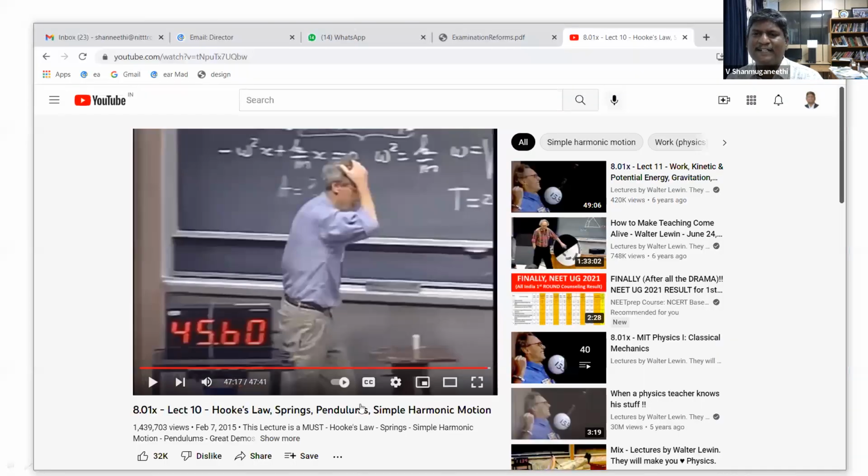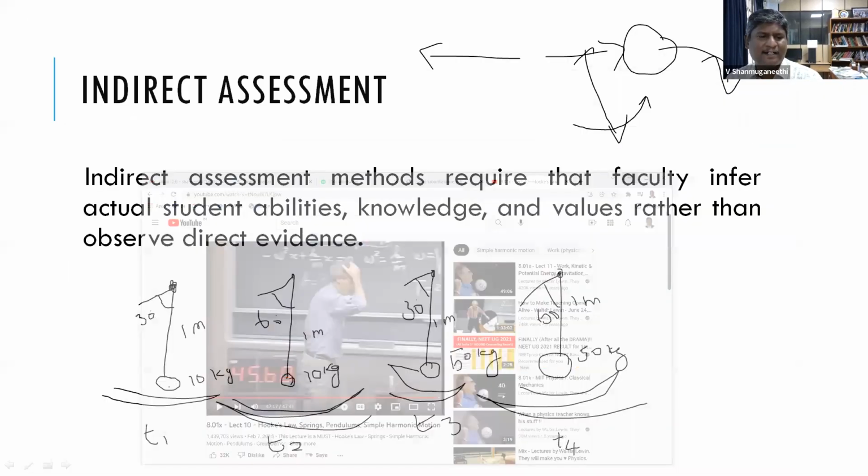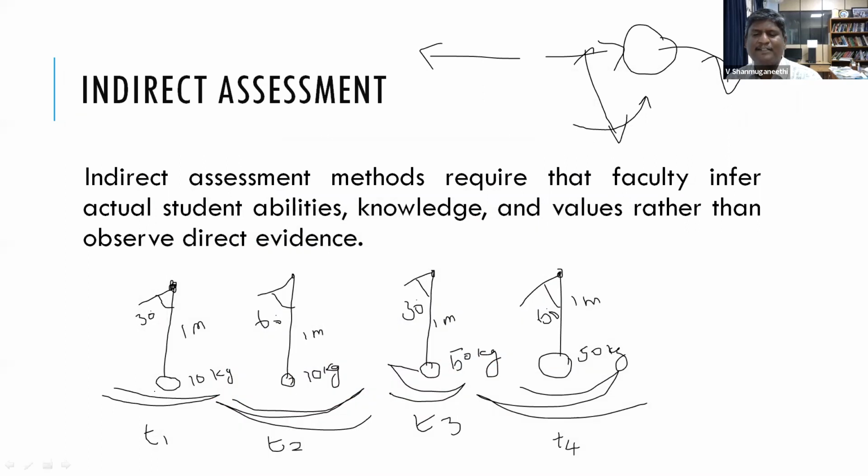So what we could understand from this is that whether the angle or the weight changes, it does not make a difference among T1, T2, T3. Actually, what is the formula? Time T is equal to square root of L by G. But the illusion says that it will definitely be different.